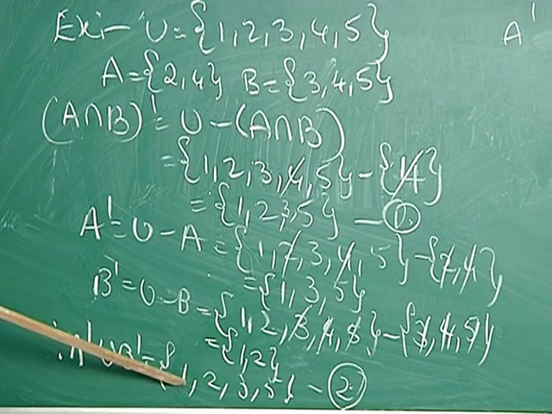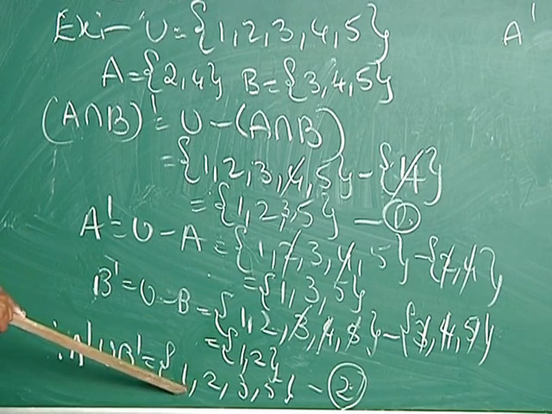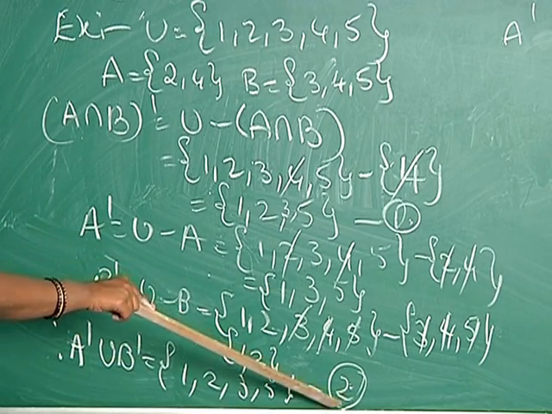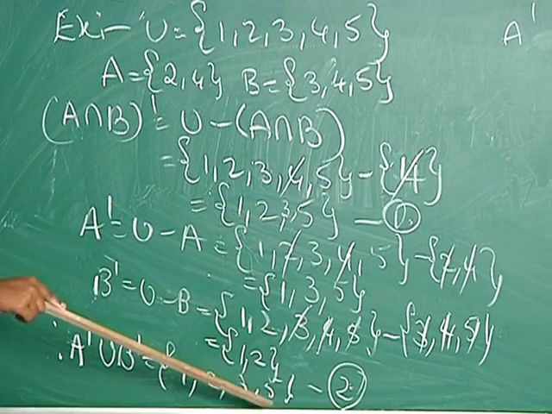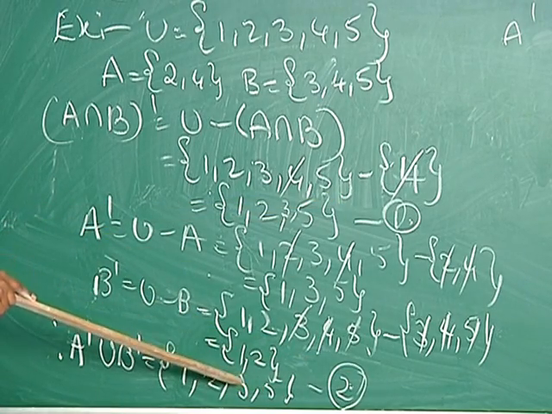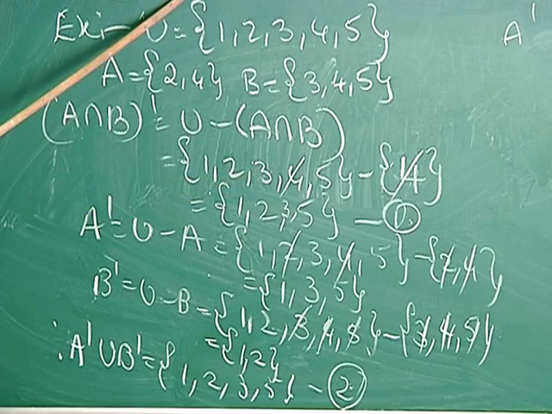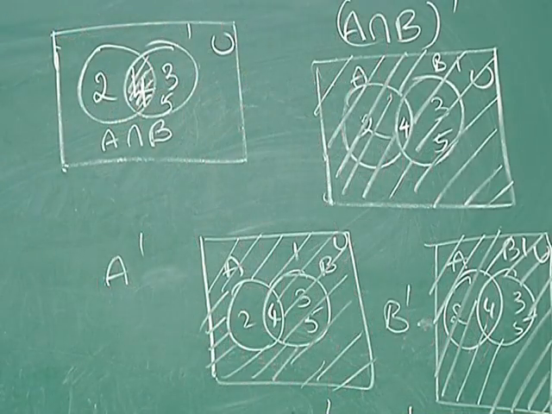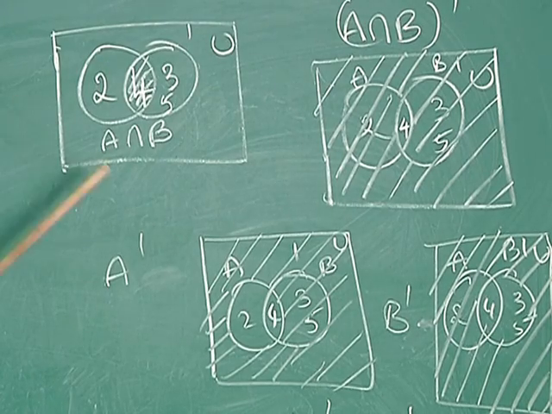So since repetitions are not allowed, only one time we need to write 2, 3, 5. Let it be equation 2. If you observe equation 1 and equation 2, both are same. So hence our De Morgan's second law is verified through calculation. Now let us verify the De Morgan's second law through Venn diagram.